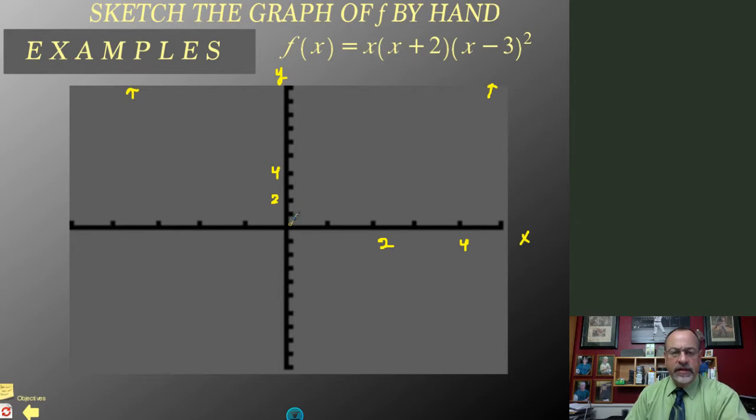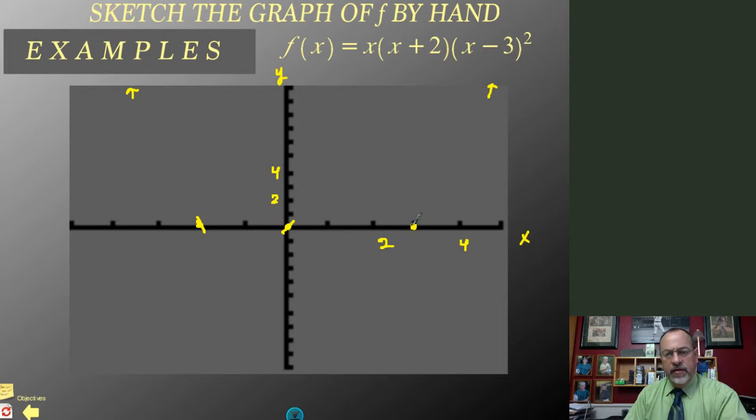I have a 0 at 0, I have a 0 at -2, and I have a 0 at +3. And we'll work our way across because I know this is going to go up. So the -2 is an odd power, which means it's going to cross. And it's linear, so I know it's going to look something like a line as it crosses right there. The 0 power is an odd power, which means it's going to cross. It also is linear, so it's going to look like a line.